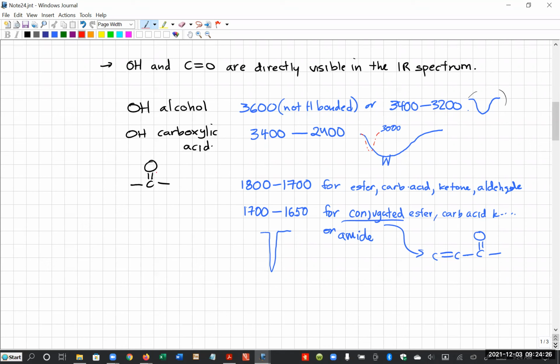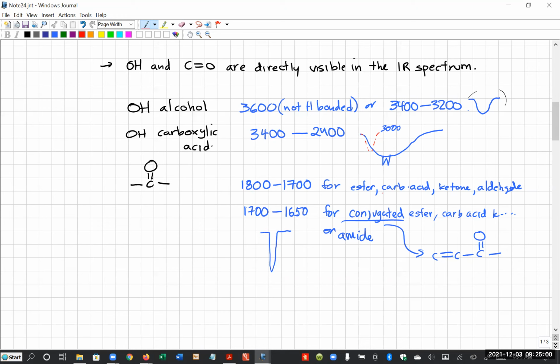C double bond O's are also really clear to see in the IR. What we see if we look on the correlation table is that for basic C double bond O's of esters, carboxylic acids, ketones, and aldehydes, we get a peak between 1,800 and 1,700. And I drew it down here. It usually has a shape somewhat like this. We'll be seeing one of these shortly in a real IR spectral problem, okay?